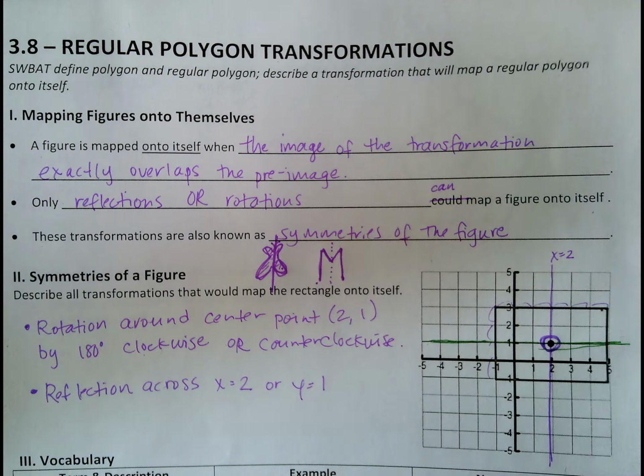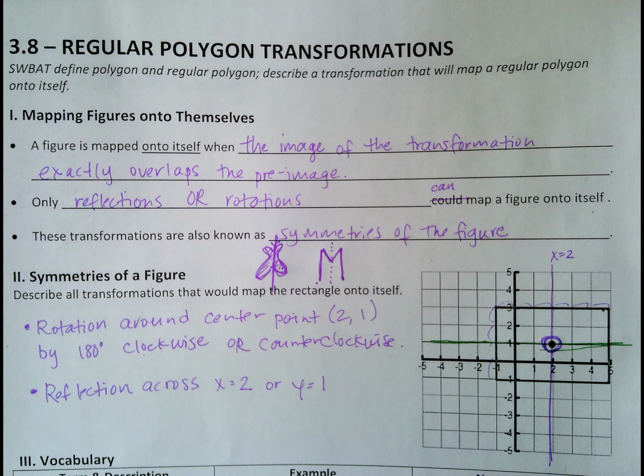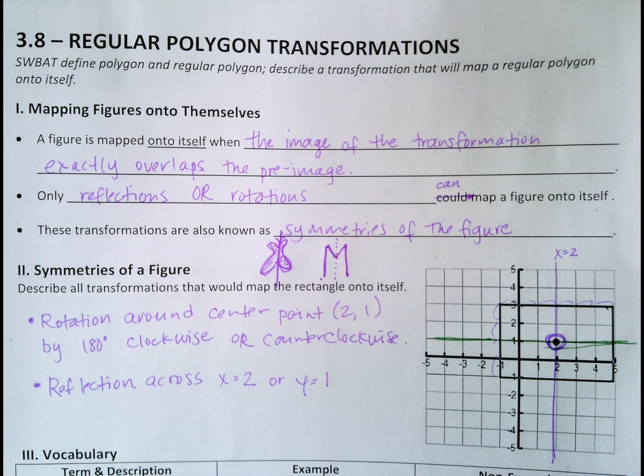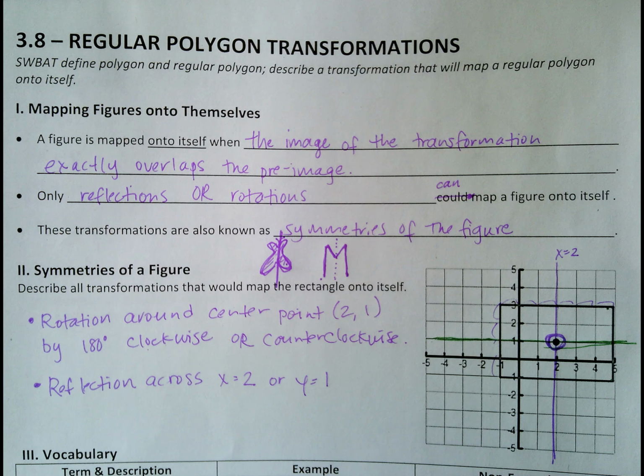So only reflections or rotations can, they had the word could here. I didn't mean to erase map, just the could. Only reflections or rotations can map a figure onto itself. So no other transformation can do that. And the transformations are also known as symmetries of the figure, okay?